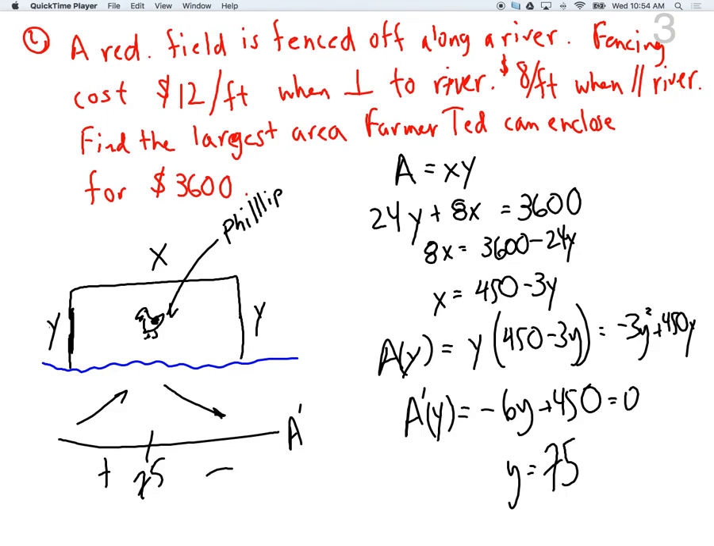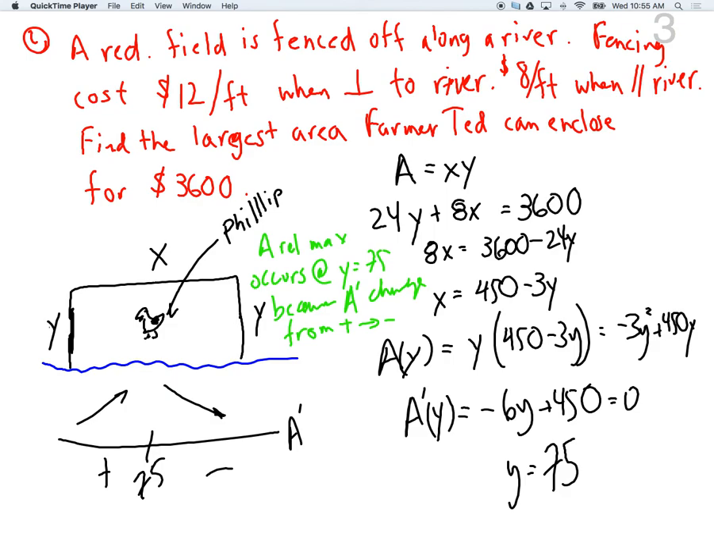So we confirm that the 75 is actually the maximum. I'm running out of space to write. I'll sneak it in here in green, which you can't read. Relative max occurs at y equals 75 because A prime changes from positive to negative. That's a good call.